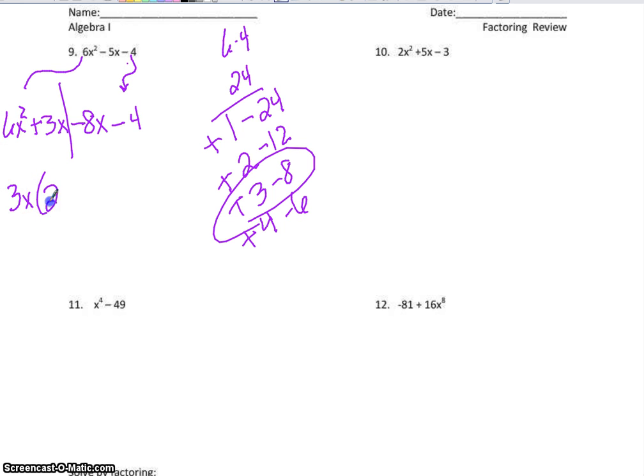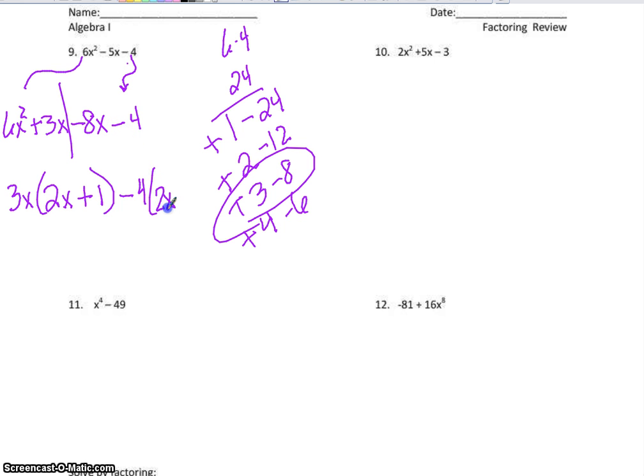6 divided by 3 is 2. x squared, take an x away, leaves you x. They have a plus. 3x and 3x cancel. You got to put a 1. They have a minus, so I put a minus. And then I do the same thing for the second half. 8 and 4 will both divide by 4. 8 divided by 4 is 2.